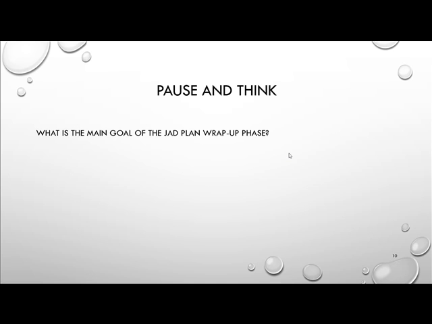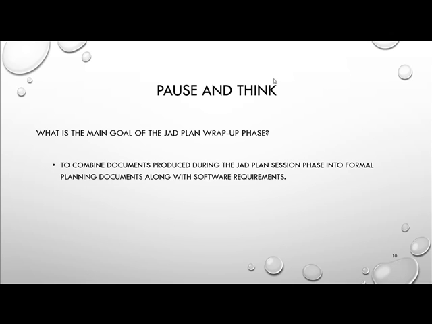Pause and think. What is the main goal of the joint application design plan wrap-up phase? The main goal of the joint application design plan wrap-up phase is to transform the artifacts produced by the participants during the session phase into a formal planning document that includes software requirements.